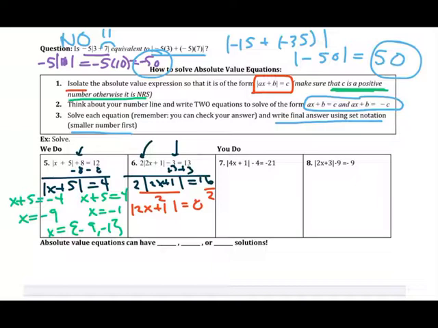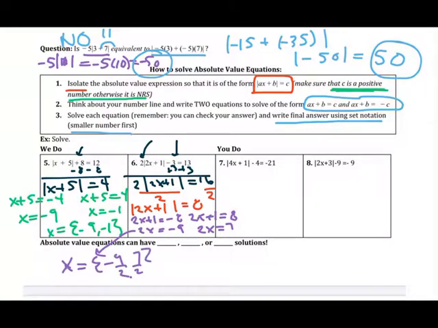Now we can break it into two equations. Remember, you can't break it into two equations before you isolate the absolute value. So now we're saying 2x plus 1 is 8 spaces from 0, either 8 above or 8 below. So I can say that 2x plus 1 equals negative 8, meaning it's 8 below, or 2x plus 1 equals positive 8. We're going to subtract 1 on both sides, so 2x equals negative 9. Subtract 1, 2x equals 7. Then divide by 2, so x is going to be equal to negative 9 over 2 and 7 over 2 for number 6.